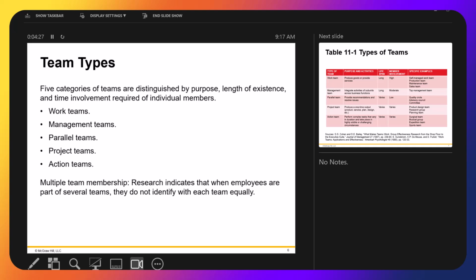But when I look at these teams right here, when I think about just my career in the past, I can think I've been part of each one of those groups before. And we'll talk more about these groups later in the chapter. But all of these play an important role in various parts depending upon the situation.